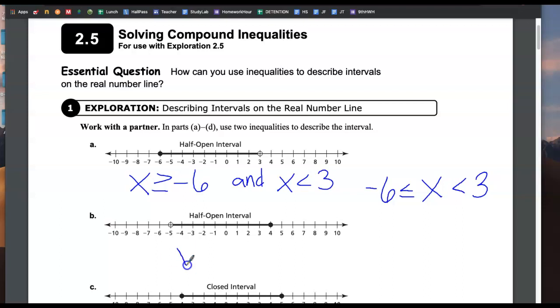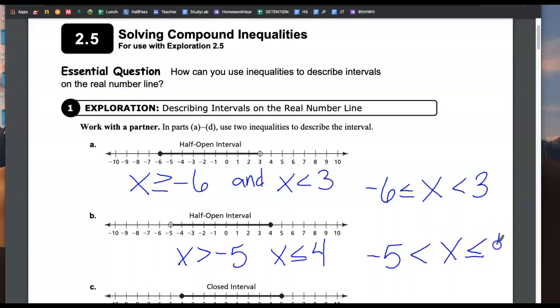X is greater than -5 and x is less than or equal to 4. Good. So if I was to write that as one interval, what would it be? So we could have the -5 in the same spot as the -6, and then we have the x, and then we have -5 is less than x, which is less than or equal to 4. Right?